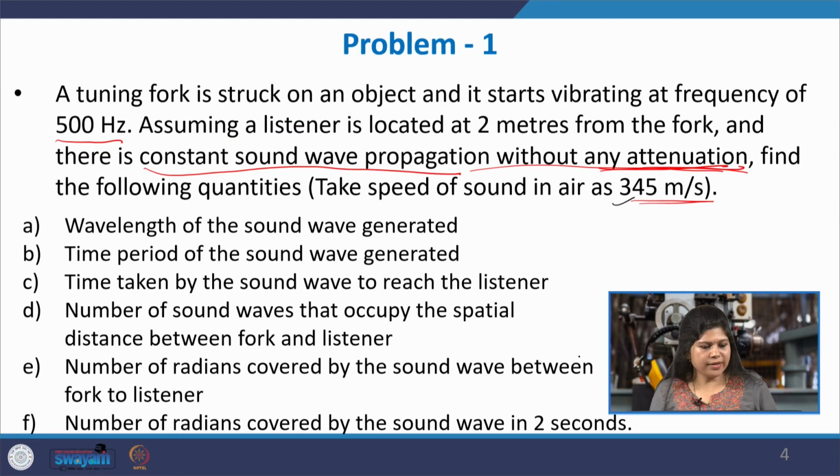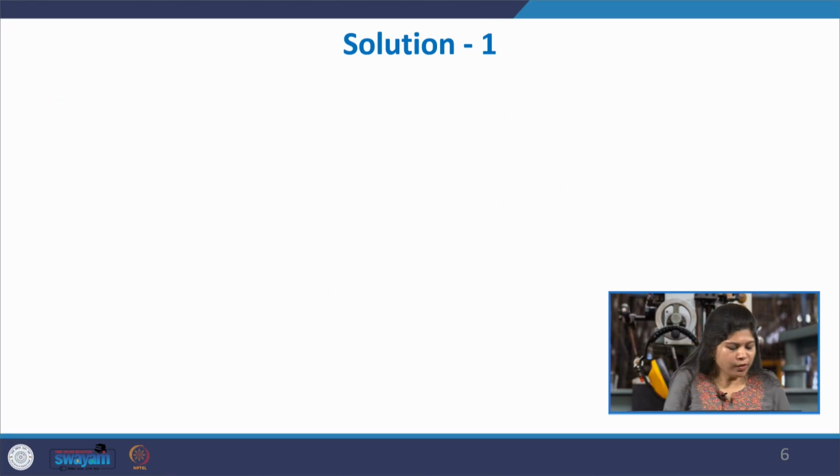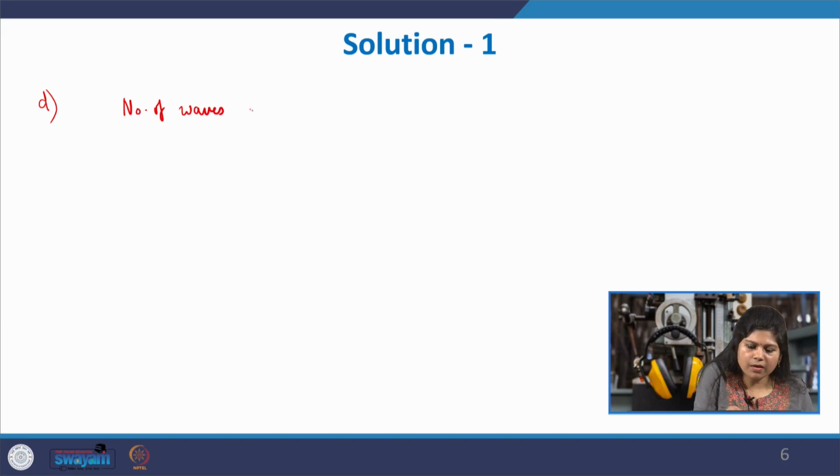Okay, so let us go and see what is part D. What is the number of sound waves that occupy the spatial distance between fork and listener? If you look at it, it will look complicated, but it is rather simple. It is asking how many waves are occupying the space between the source and the listener, and the distance between them is 2 meters. So, essentially how many waves are occupying a distance of 2 meters? For that, let us first find out the number of waves in a distance of 1 meter.